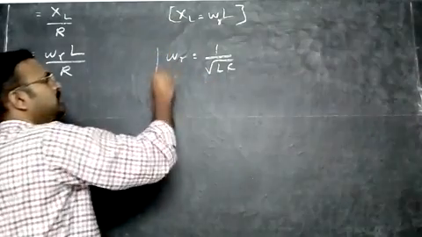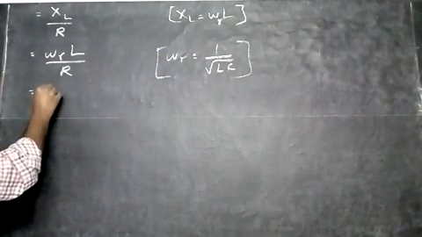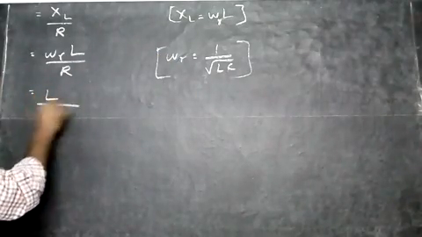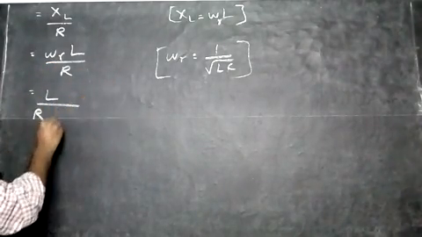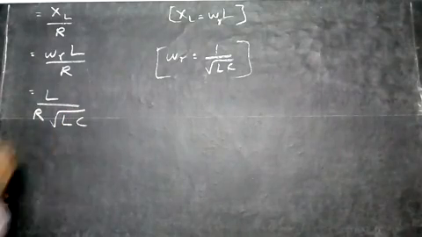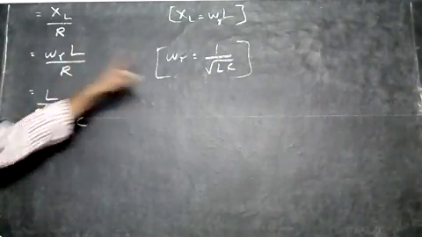So this value we're going to substitute now: 1 by root LC. So we write L into, and then R will come down. Instead of omega R only, we write here 1 by root LC. So we can understand this: you multiply this L by R into this term here.